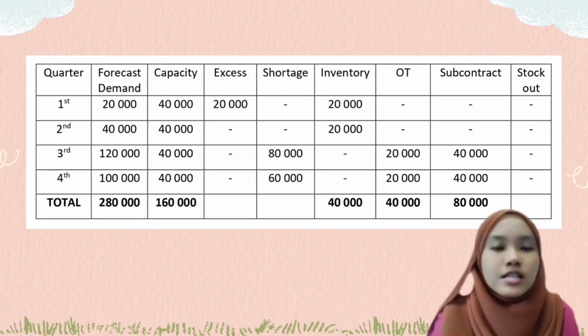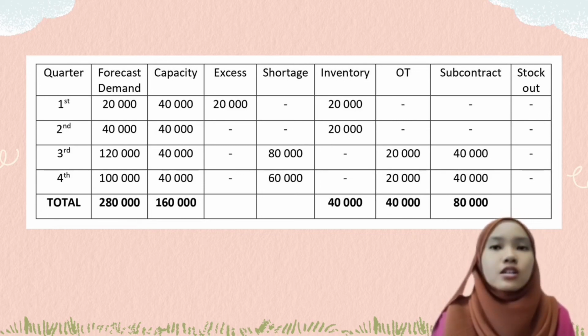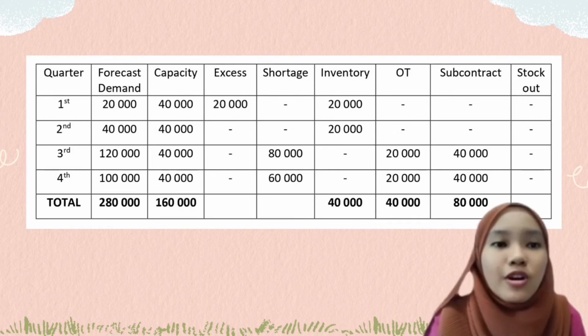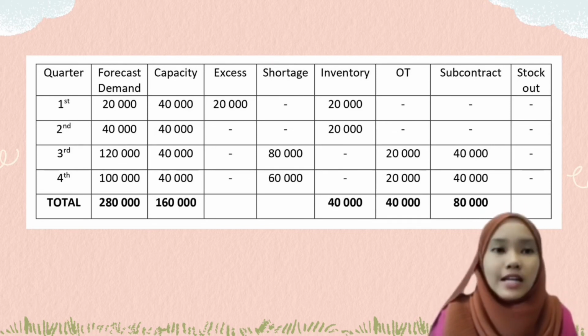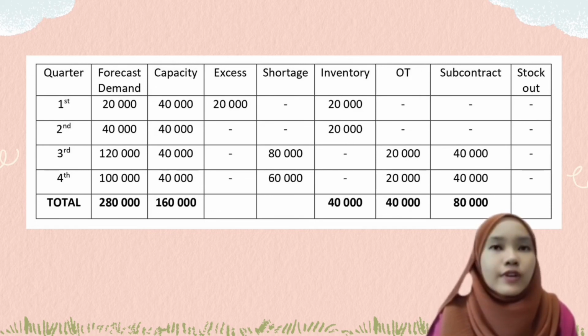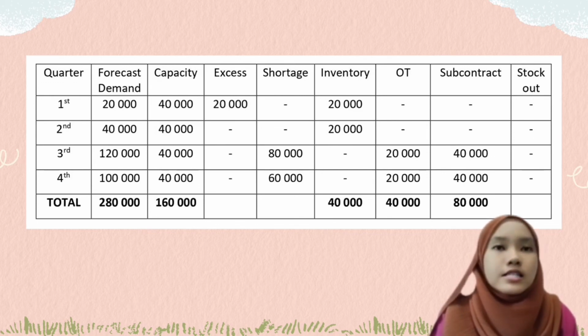For the inventory section, if the amount is in the excess section, we need to add, but if the amount is from the shortage section, we need to subtract. So for the first quarter, we find it has 20,000 units in the excess section, so we put 20,000 units in the inventory section as well. Then for the second quarter, there is no excess or shortage, so there are still 20,000 units in inventory because there is no subtraction or addition. For the third quarter, there is a subtraction of 80,000 units. So 20,000 units minus 80,000 units will be negative 60,000 units.